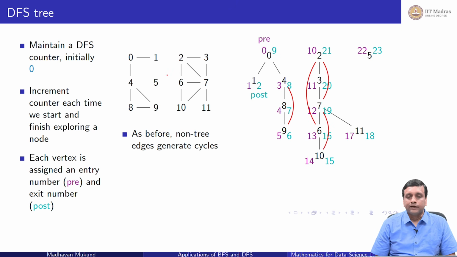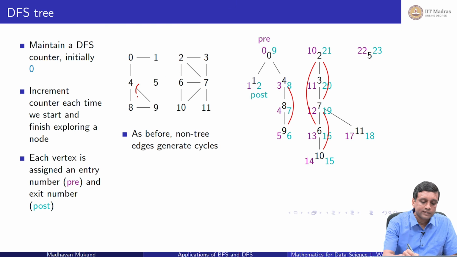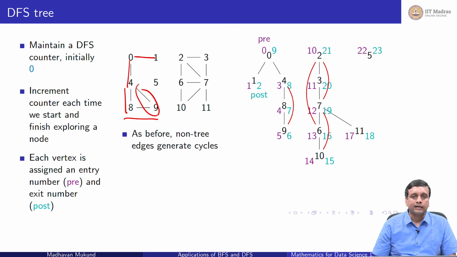So ignoring the numbering, now there are some edges which did not come into the tree, right? So these are these red edges here. So we have an edge, for example, from 4 to 9, which did not come into the tree because our tree went 0 to 1, 0 to 4, and then 4 to 8, and then 8 to 9. So since I covered 9 through 8, I never got to explore 9 from 4. So 4 to 9 is a non-tree edge.